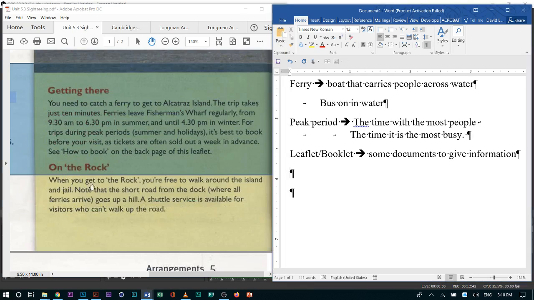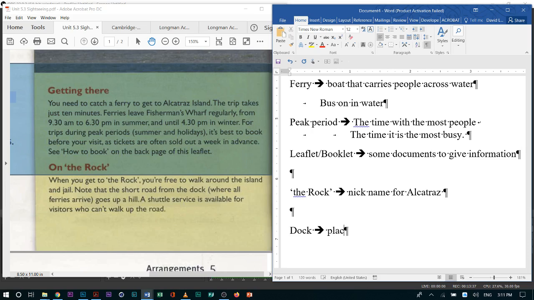On the rock. When you get to the rock, you're free to walk around the island and jail. Note that the short road from the dock, where all ferries arrive, goes up a hill. A shuttle service is available for visitors who can't walk up the road. This vocabulary, the rock, is just a nickname for Alcatraz. Everybody just calls Alcatraz the rock, so that's why you have these two quotation marks, meaning that it's giving information about Alcatraz. The next word is dock.